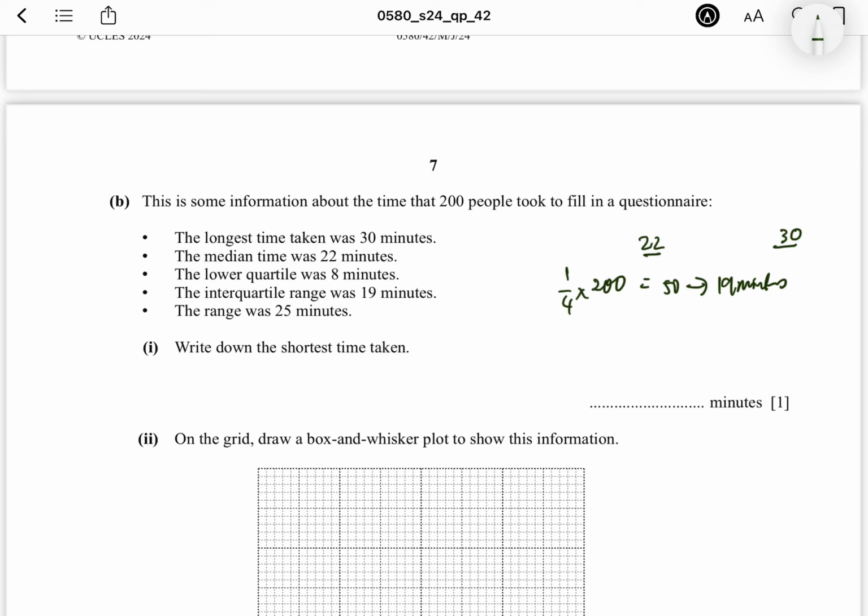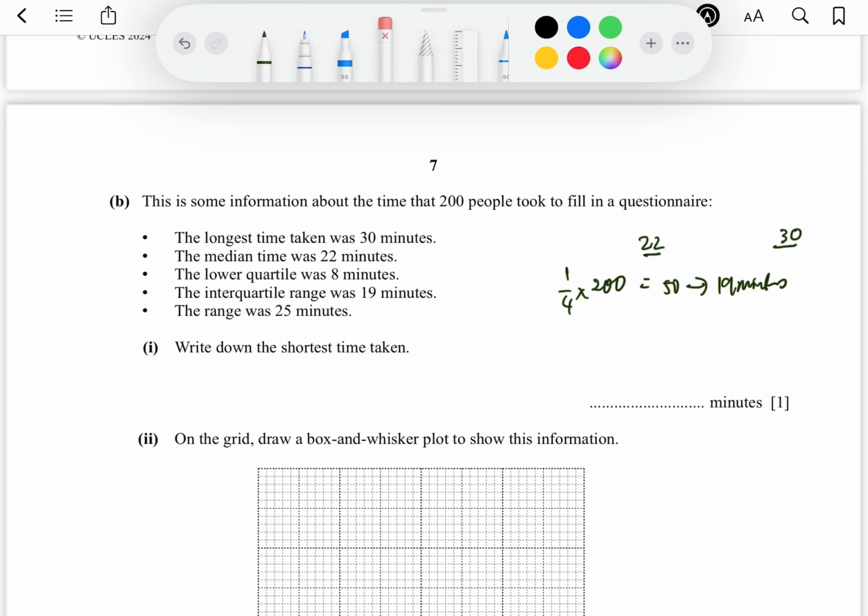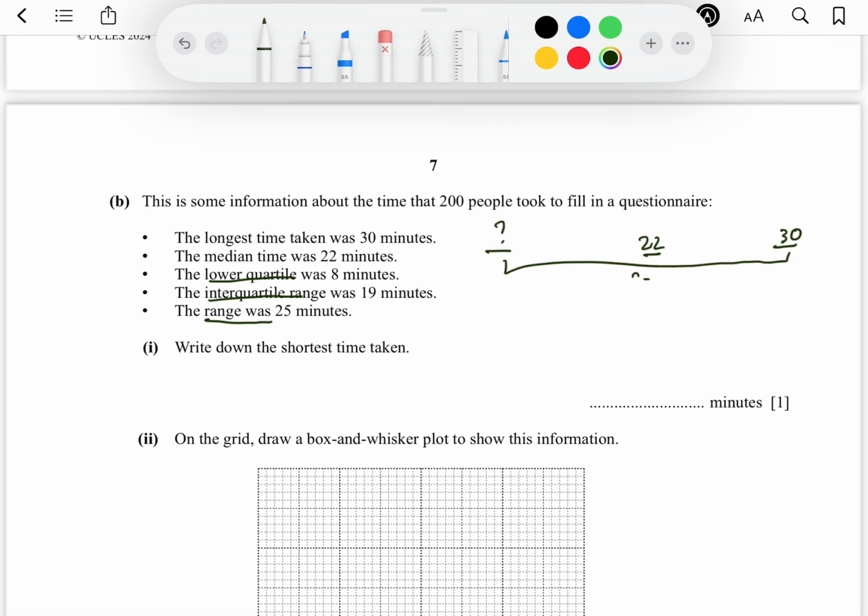Interquartile, Q3, Q4. Okay, so this one, never mind, hold on. We don't use that one dulu. Biar tu dulu. So we eliminate that one. Range was 25. That means highest minus lowest. Di sini would be 25. So tanyanya apa? Shortest time. Shortest time means what? Finding the lowest one. So that would be 5.